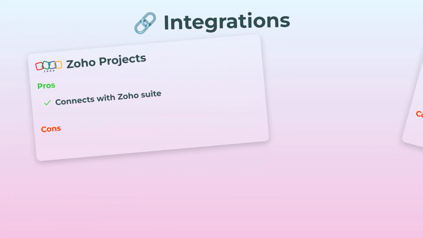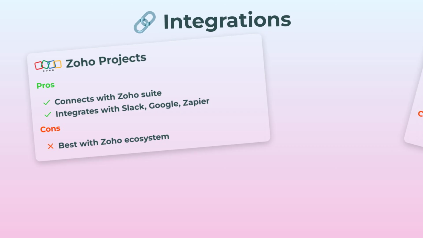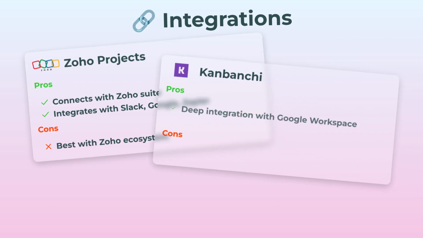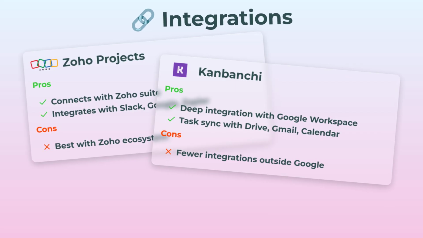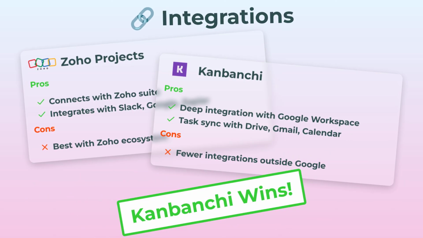Alright, integrations. Now Zoho Projects obviously plays best with its own family. It's happy hanging out with Slack, Google, Zapier and all, but it just really shines if you're already bought into Zoho's whole universe. Kanbanchi, on the other hand, is practically glued to Google Workspace. Like you can pull tasks directly from Gmail or Drive and the calendar sync is seamless. Not as many connections beyond Google, but if you're a Google-first shop, Kanbanchi totally dominates in this category.